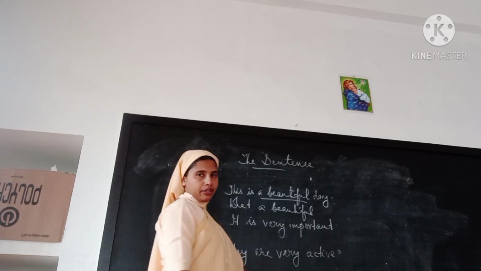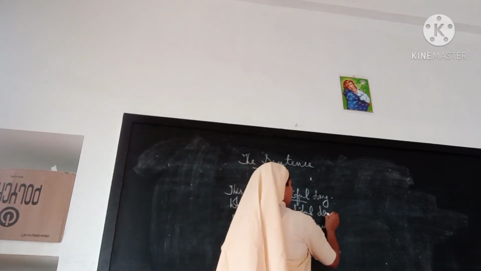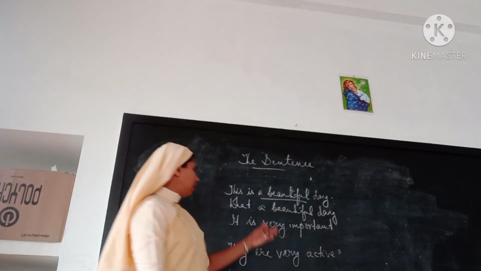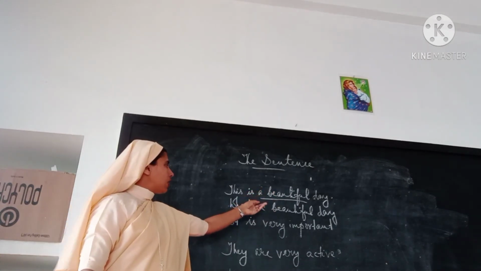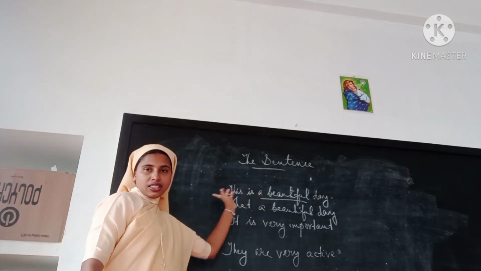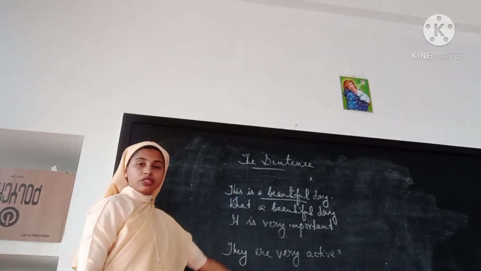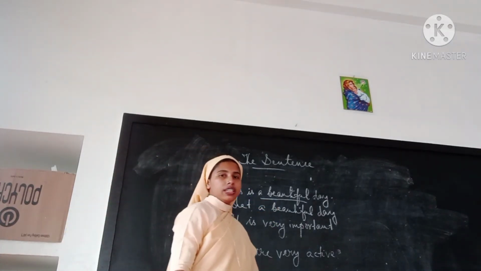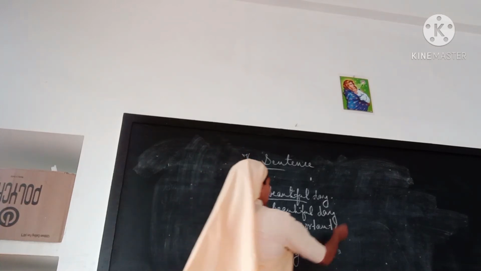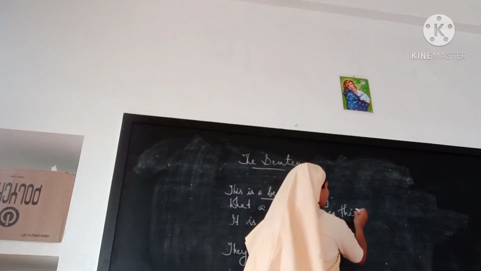A beautiful day. Adjective plus noun. What a beautiful day. Then what is left? This is. Okay, so we'll take the same order there. What a beautiful day. This is, or it is. Both are right. Okay, this is. What a beautiful day. This is.